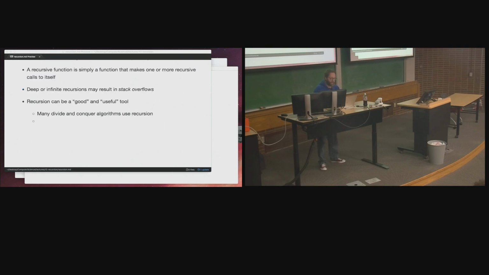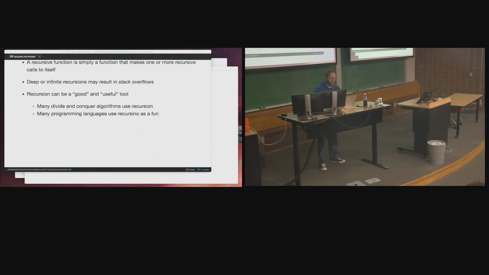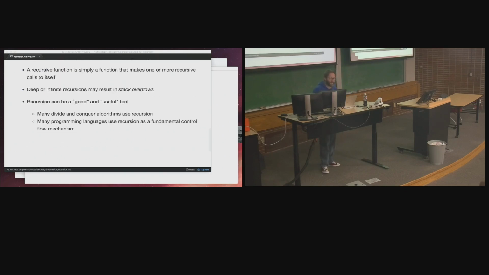Many programming languages use recursion as a fundamental control flow mechanism. Those functional programming languages, Haskell, Lisp, OCaml, or a bunch of others, they either don't have loops, or they really try to get you to not use loops and instead prefer recursion. Right? So there are lots of proponents of it. There are lots of people that say, yeah, you should think recursively. You should write everything recursively.